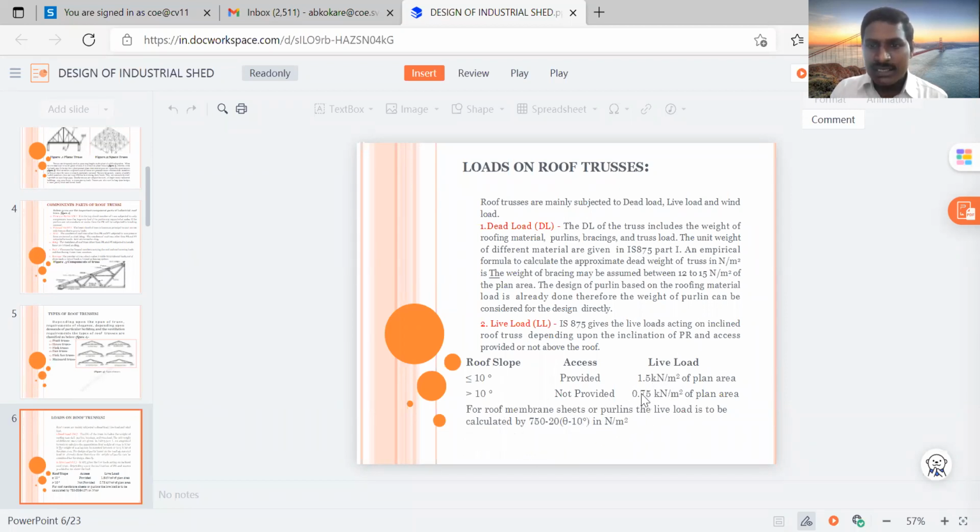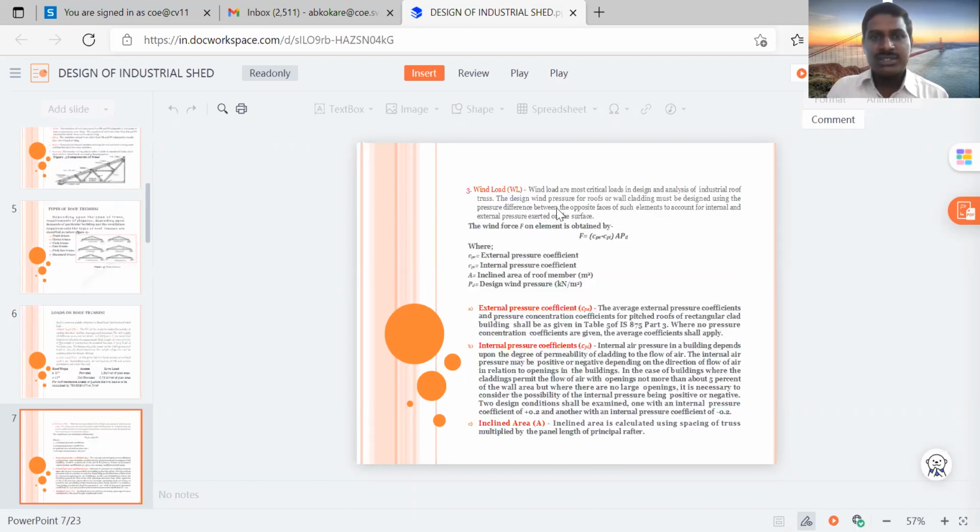This 750 is nothing but 0.75 kilonewton converted into Newton, then 750 minus 20 into theta minus 10 degrees. Here 10 is the roof slope limit, and theta is the provided roof slope. By using this, we can calculate the live load in Newton per meter square. And for the calculation of live load, IS 875 part 2 is provided.